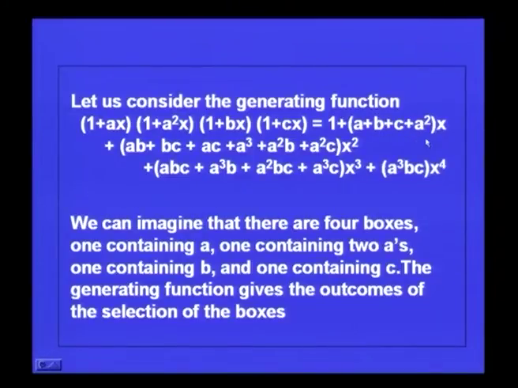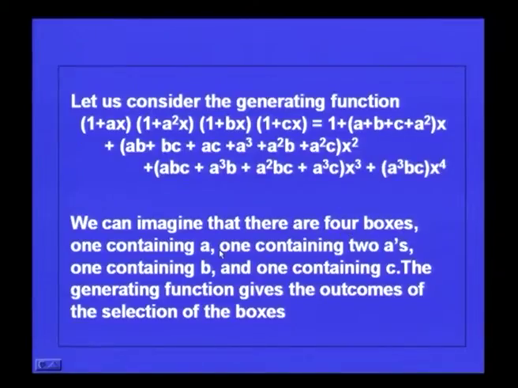If you select 2 boxes, then if you choose the box containing A and B, you will get AB. If you choose the box containing B and C, you will get this. If you choose the box containing A and C, you will get this. But if you choose the box containing A squared, one another box you can choose. So, A squared and A will give you A cubed, A squared and B will give you A squared B, A squared and C will give you this. Similarly, for the coefficient of x cubed and x power 4.